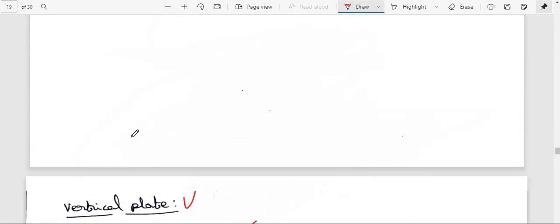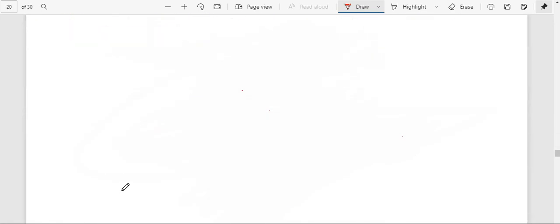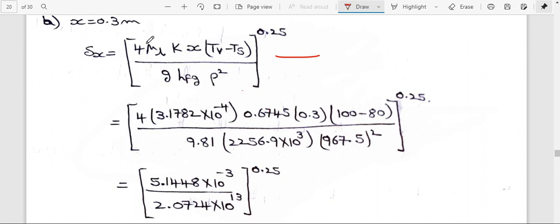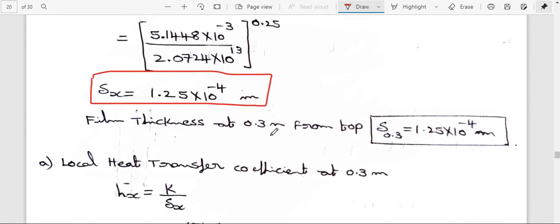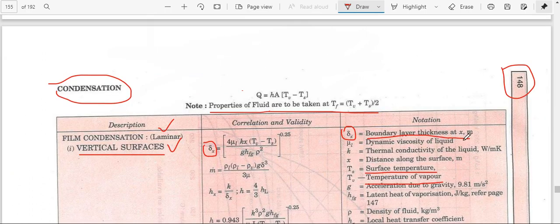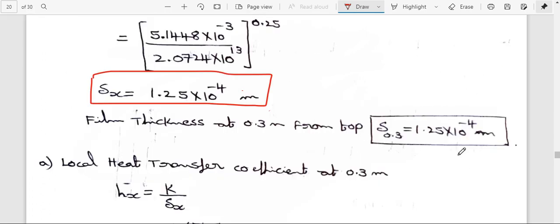We have to substitute the above property values in this equation. So mu L value, K value. So here x equal to 0.3. So T vapor temperature minus saturation temperature. All these values can be substituted in this formula. So here delta x is equal to 1.25 into 10 power minus 4. So film thickness at 0.3 from the top. So the delta x, boundary layer thickness at x, in terms of meters is equal to this value 1.25 into 10 power minus 4.